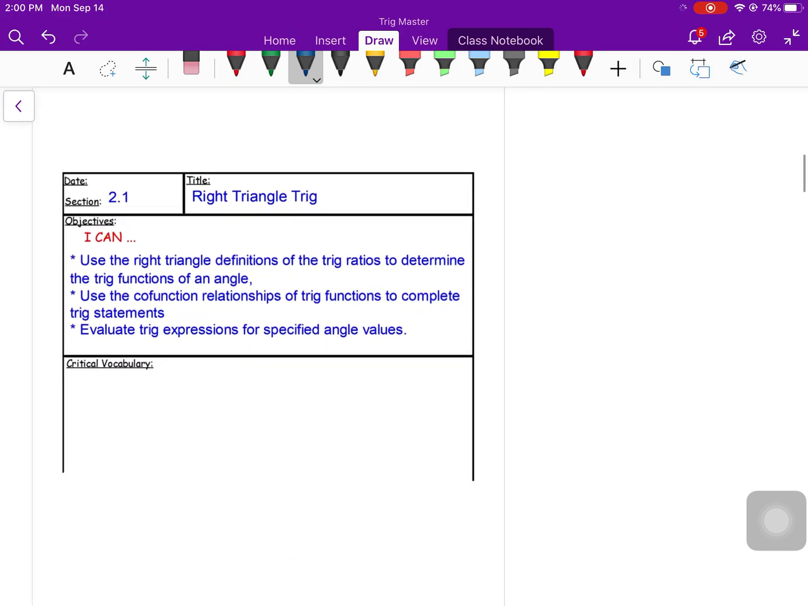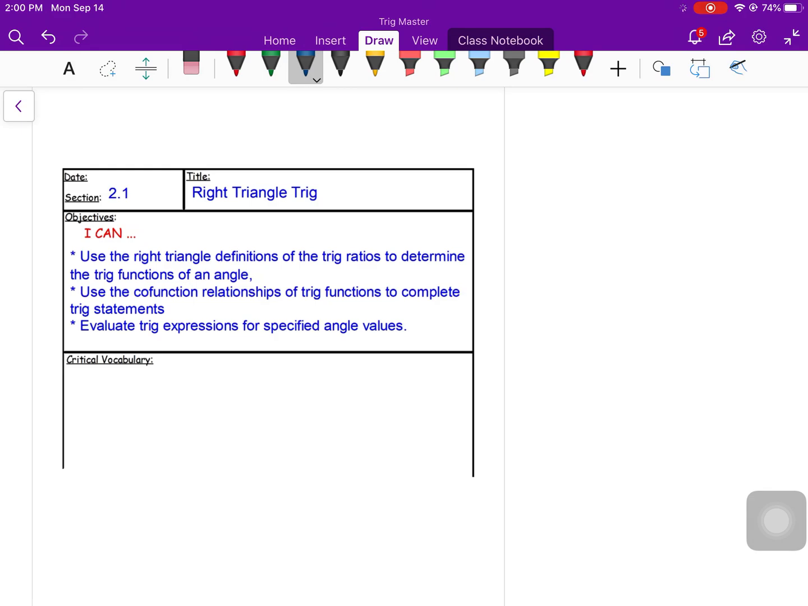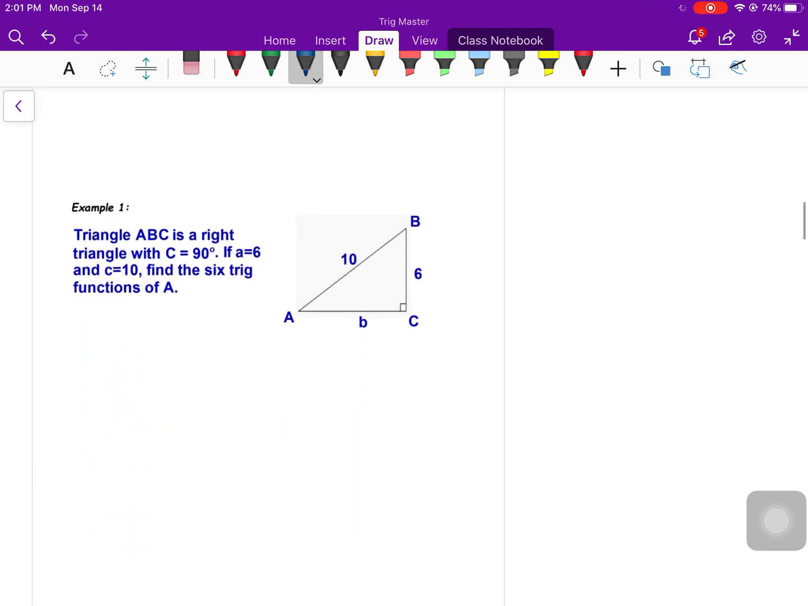Okay, today we're going to be talking about right triangle trig. A lot of this is going to be review from geometry with some new things sprinkled in. So if we want to find the 6 trig functions of a triangle, first we have to figure out what little b is. You can use your Pythagorean theorem. If you've got two sides given to you, you can find the third: a squared plus b squared equals c squared. Or if you remember your Pythagorean triples, you know that b has to be 8.